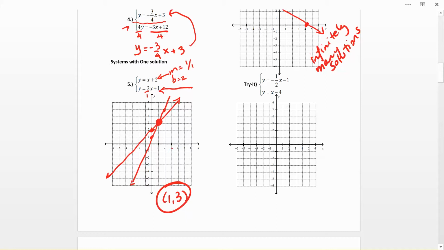As long as your equations are in y = mx + b form, fairly straightforward, you can get those points without too much trouble.